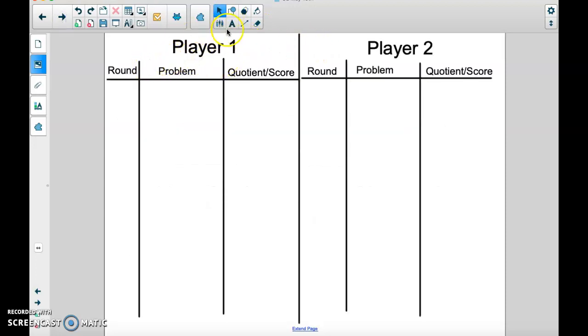Okay, so let's see what it looks like. So I'll be player 1. So this would be the first round. Now I have to pick 5 cards to create an equation. So I'm going to pick my cards. Drum roll, please.